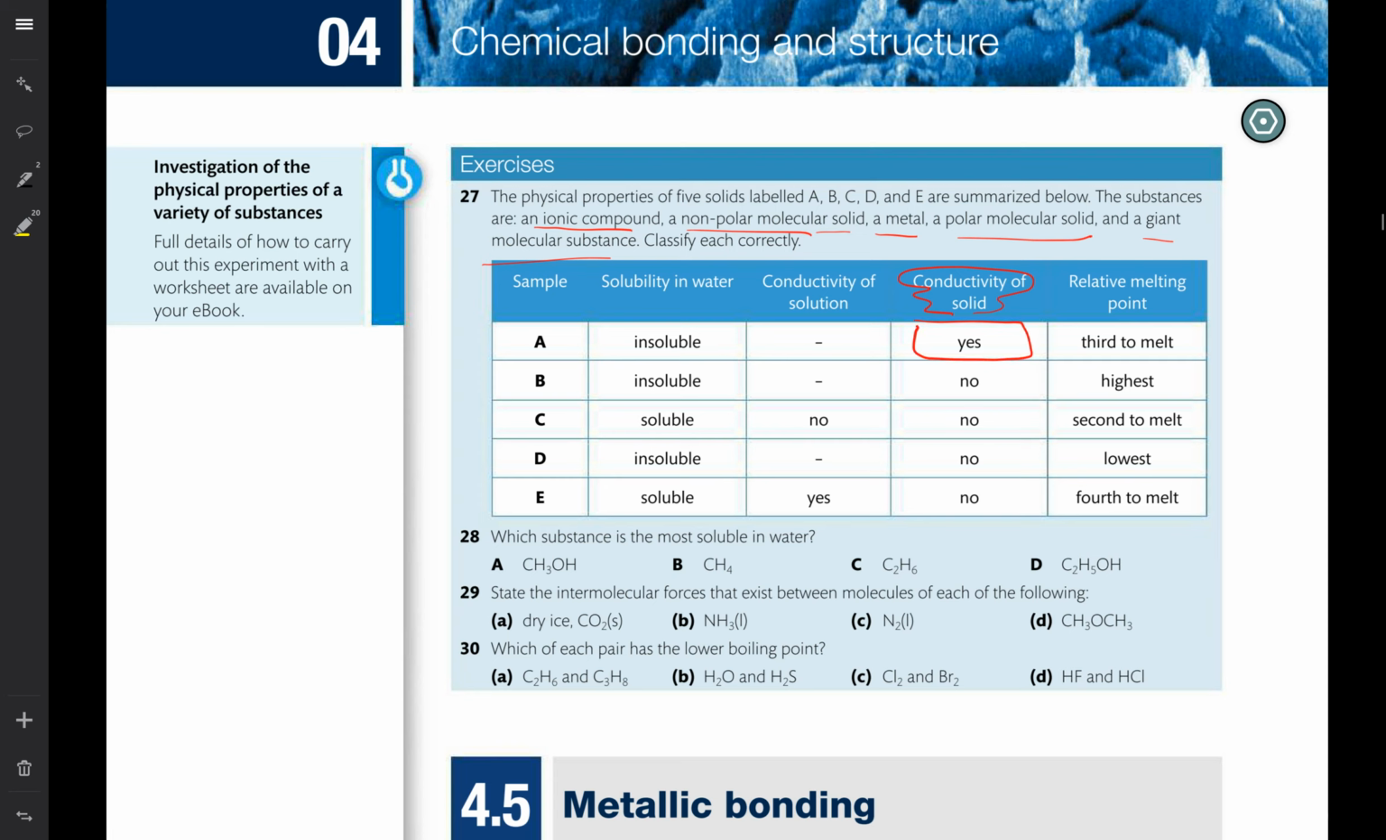So it is probably a metal. Its solubility in water is insoluble, so this supports that it can be a metal, and its melting point is given as easy to melt. When it says easy to melt, it's obviously not a giant molecular substance, because a giant molecular substance has the highest melting point. So we identify A as the metal.